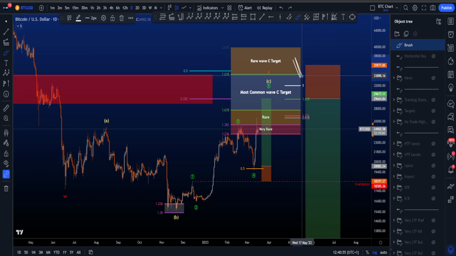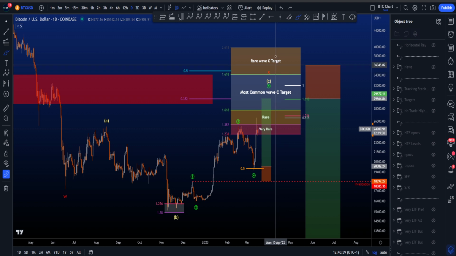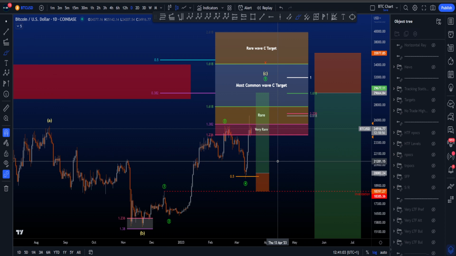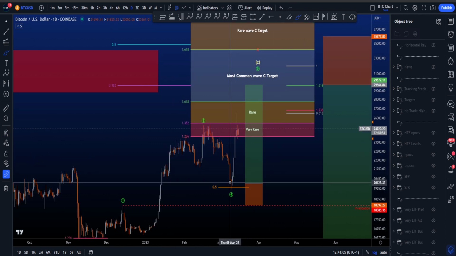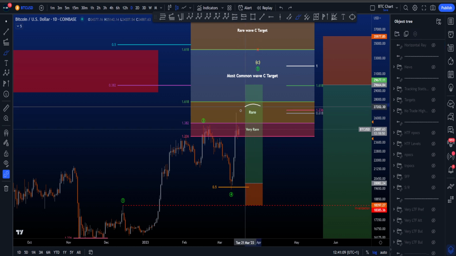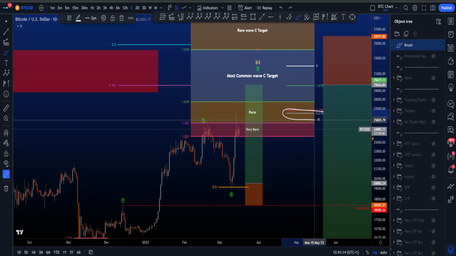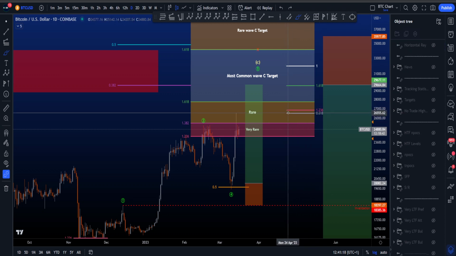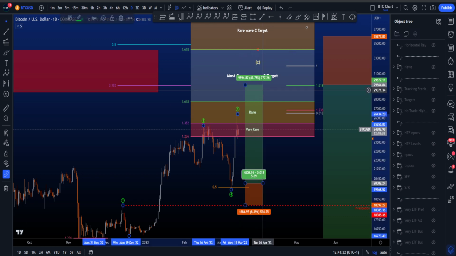Just keep in mind with the stop loss that over here this orange box is still a rare wave C target all the way up to basically 40k. Now when we look at wave 5 on the lower time frames, which I'll show you in a second, wave 5 might be in. I mean, this orange box over here is still a rare wave C target, and also we already hit the 0.618, which is the gray line over here, which is a minimum target for a wave 5.